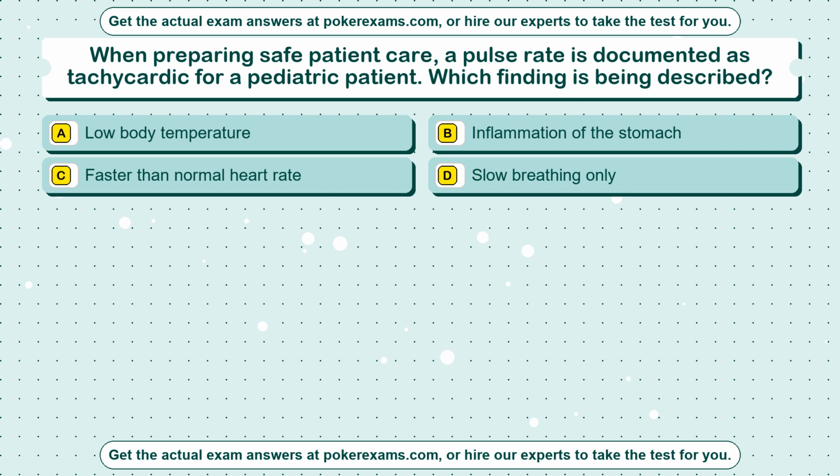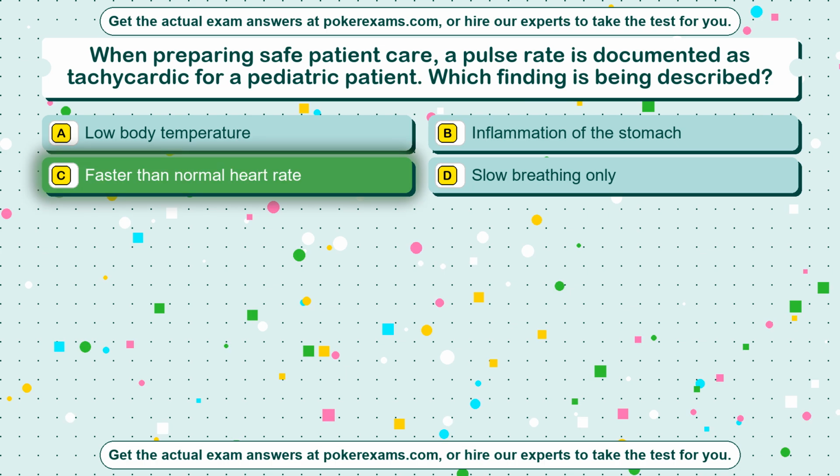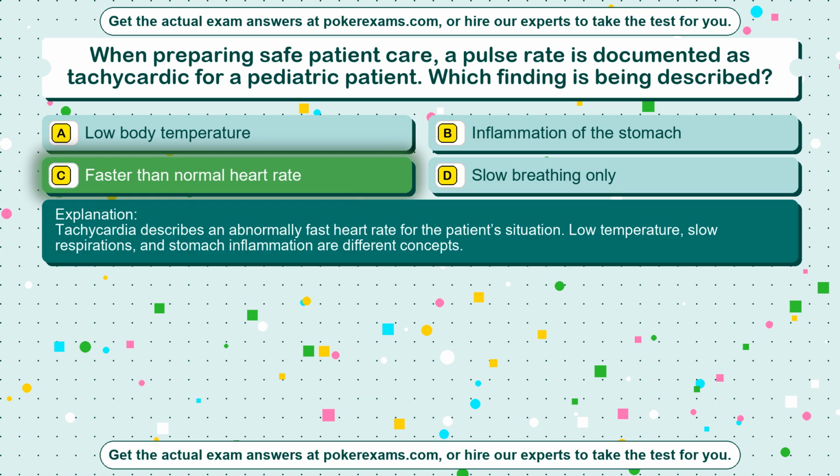Question 65. When preparing safe patient care, a pulse rate is documented as tachycardic for a pediatric patient. Which finding is being described? Option A, low body temperature. Option B, inflammation of the stomach. Option C, faster than normal heart rate. Option D, slow breathing only. The correct answer is option C, faster than normal heart rate. Tachycardia describes an abnormally fast heart rate for the patient's situation. Low temperature, slow respirations, and stomach inflammation are different concepts.